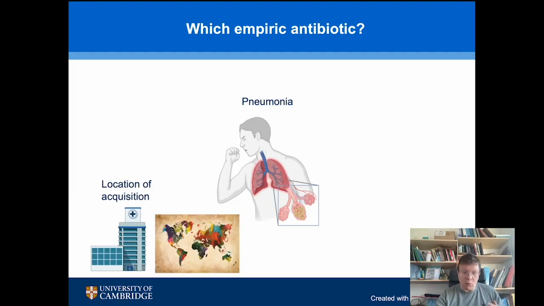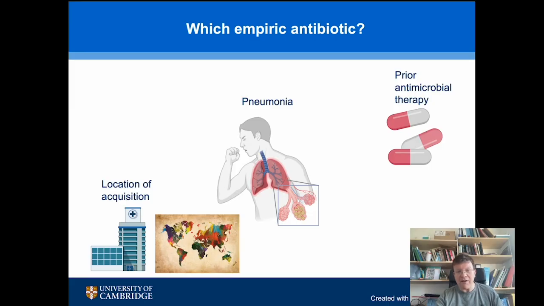So think about, where did the patient acquire the infection? Was it in the community? Was it in hospital? Where have they been in the world recently? Have they been in areas that have different antimicrobial resistance patterns to the ones that you're used to? And what is indeed your own local antibiogram? Have they had recent prior antimicrobial therapy? Because if they have, the likelihood of them having an organism that is resistant to those prior antibiotics is significantly higher. And this is obviously particularly an issue for patients who've been in hospital recently.